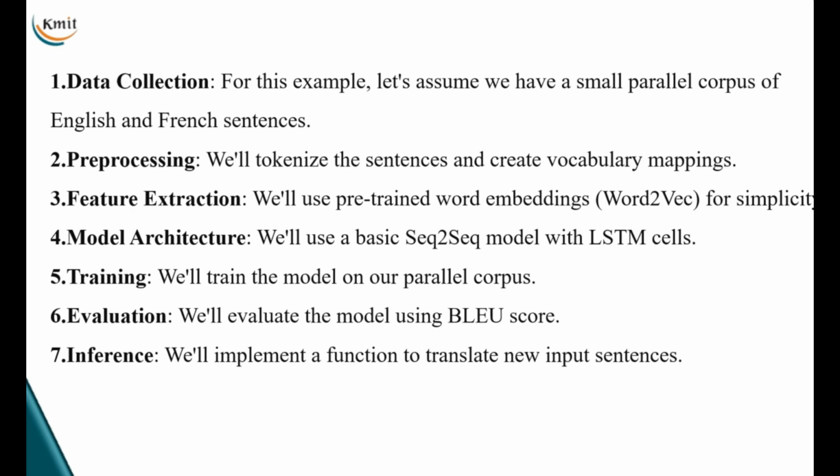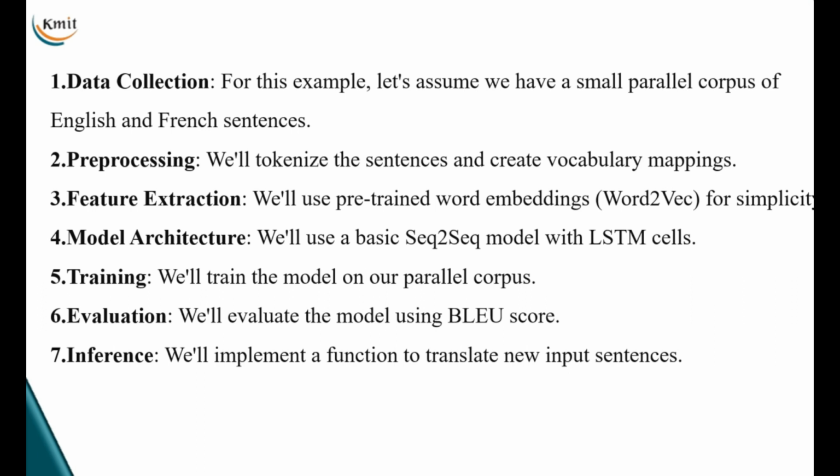I'll directly go for tokenizing the sentences and create vocabulary mappings. Once I'm done with that, I'll be using the pre-trained word embeddings for simplicity, that is feature extraction. After that, we will be using a basic sequence to sequence model with LSTM cells. You can either use GRU or RNN also. Then we will try to train the model on our parallel corpus.